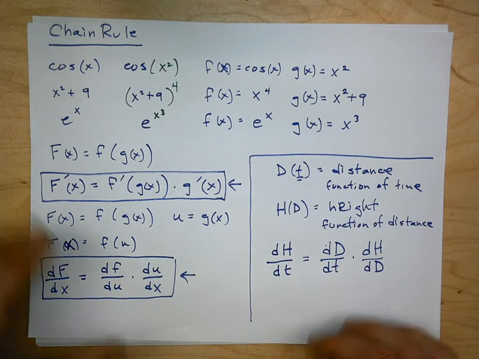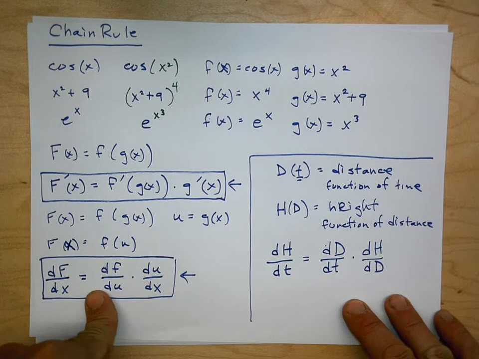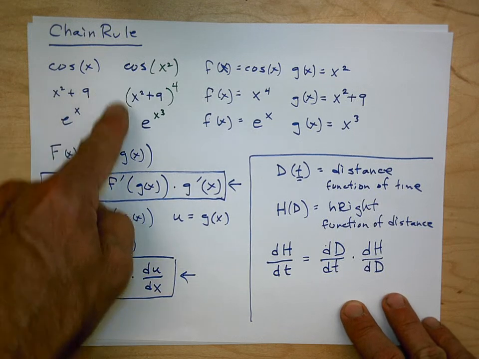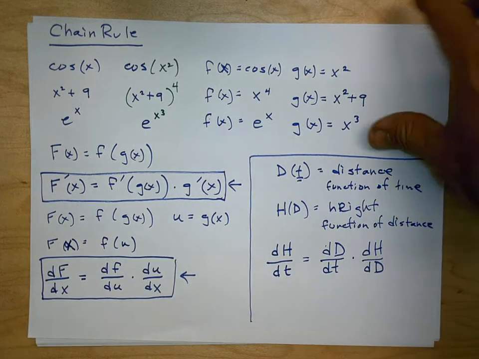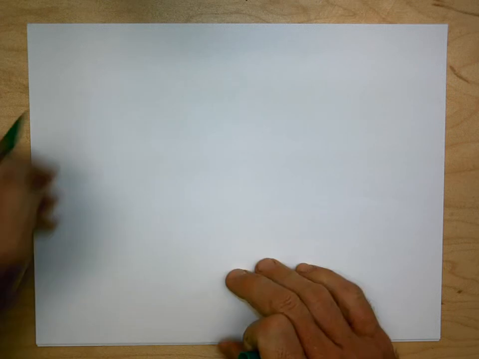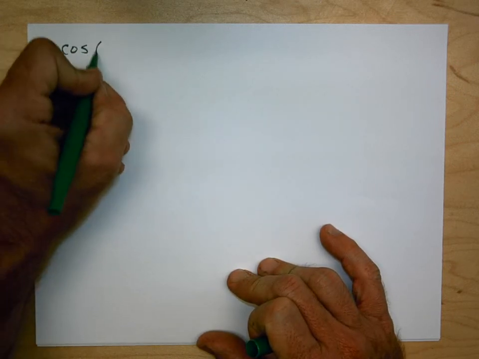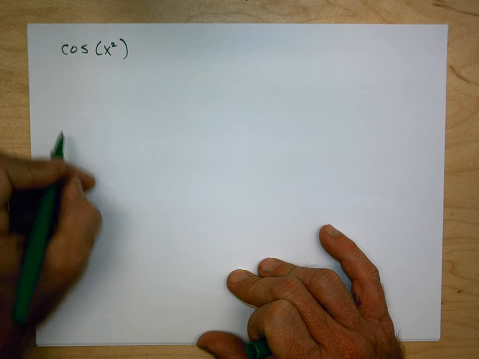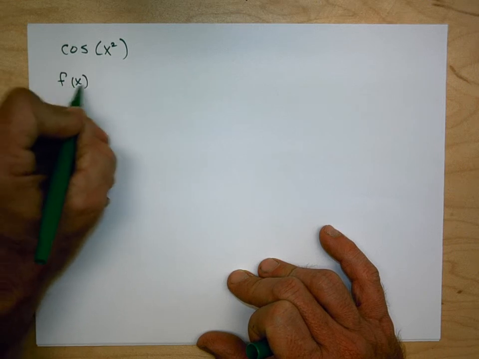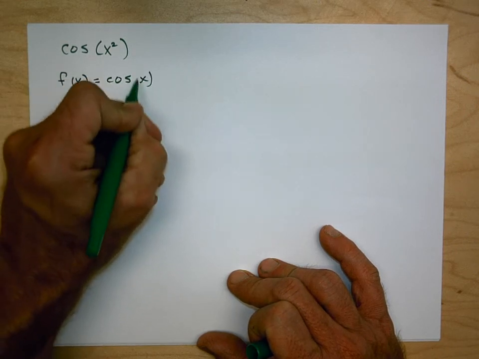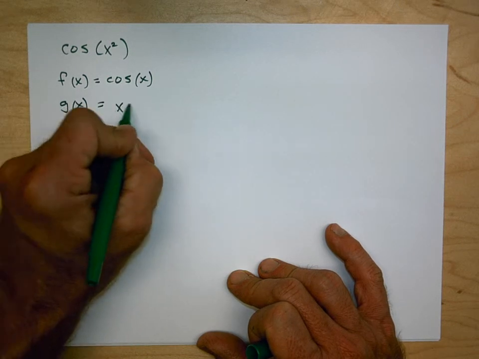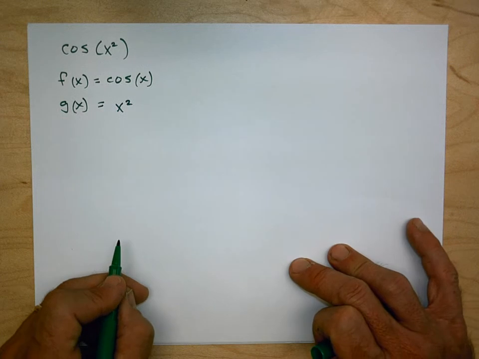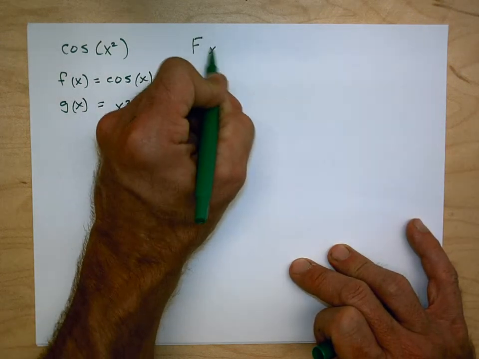So what I would like to do for the remainder of this lecture is just give an example of how to use the chain rule. Let's go ahead and look at these three functions, how we would use the chain rule to find the derivative of these. Okay, so let's start with the first one, which is cosine of x squared. We've already said that the outside function is cosine x, and that the inside function is x squared.